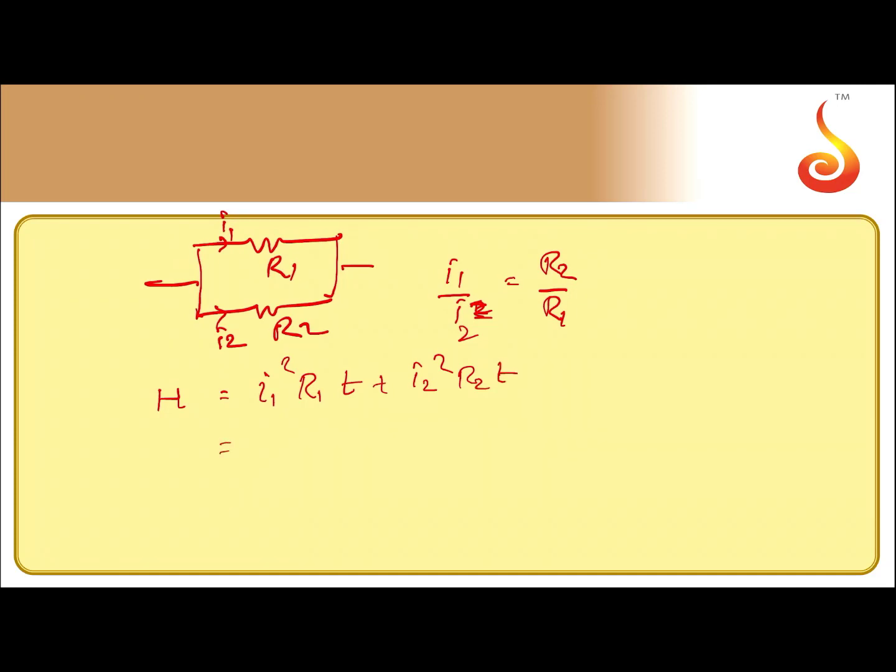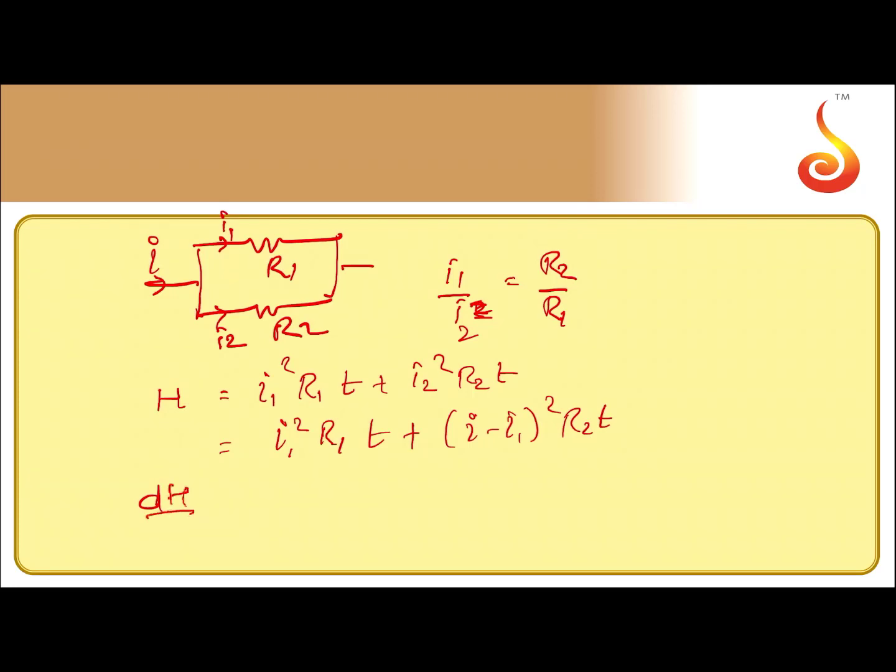I can simplify it further as I1 square R1 T plus, if the main current is I, I can write I2 as I minus I1 whole square R2 into T. So now the heat produced is, according to the question, minimum or maximum.